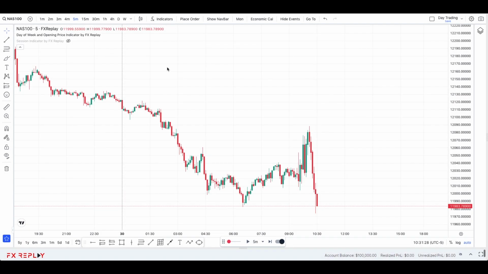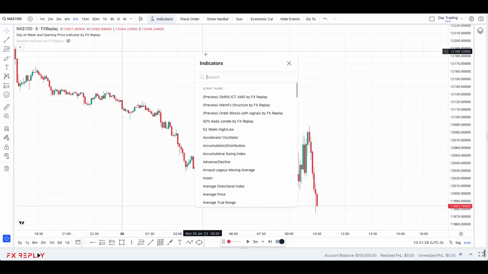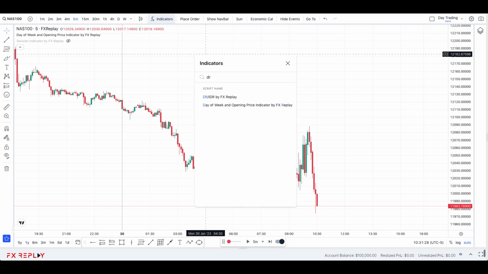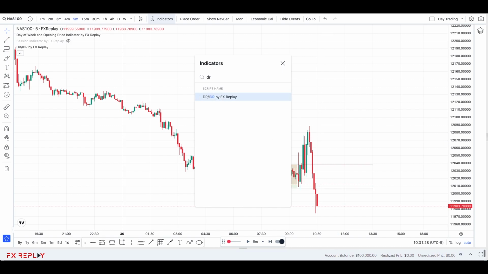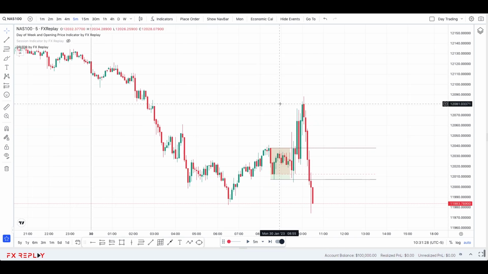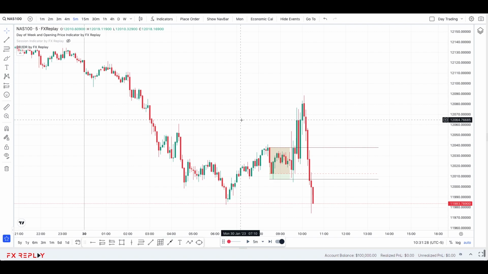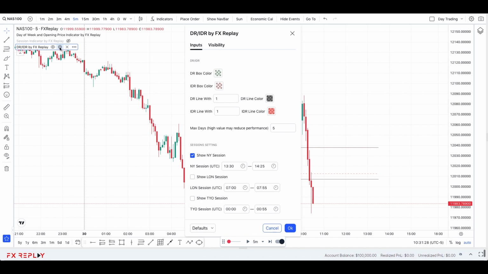So we're on Nasdaq, and the first thing we need to do is put up the indicator. You just need to come here and write DR IDR. DR stands for defining range, and IDR stands for implied defining range. Pretty much what it is, you take the high and the low from 9:30 to 10:30, but just using this indicator like that. It's also available on TradingView.